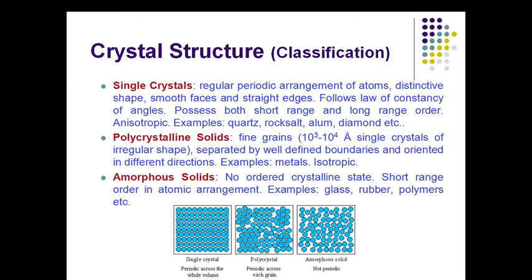When they break, they follow a particular alignment. That means they break with certain alignment and follow the law of constancy of angles. That means the angles between their edges will be constant. They possess both short range and long range order.